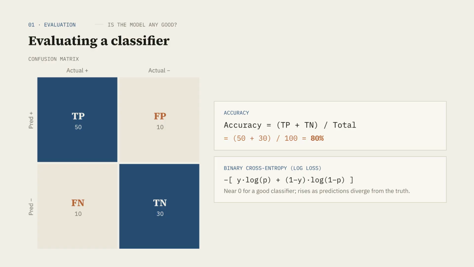To evaluate a classifier, we use a confusion matrix. Accuracy is calculated as the sum of true positives and true negatives divided by the total number of cases. Binary cross-entropy, or log loss, is another essential evaluation metric for training.